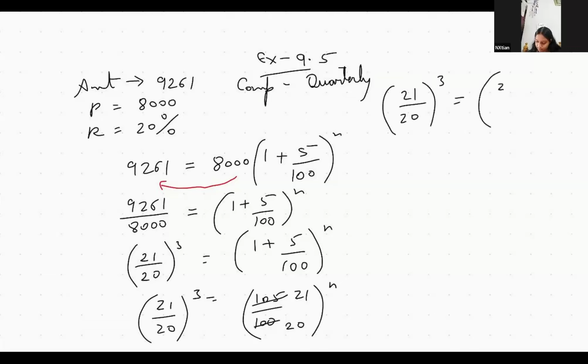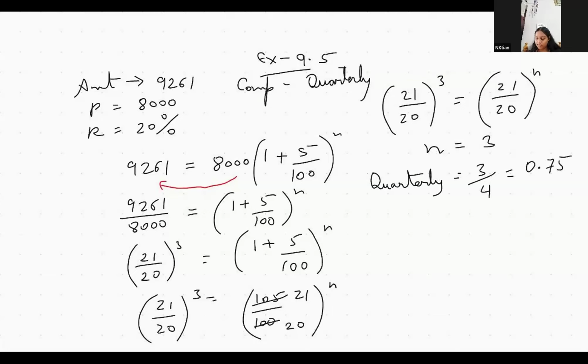So how will we compound it quarterly? n will be 3. Now compound it quarterly means for quarterly you need to divide 3 by 4. That gives 0.75, sorry, 0.75 year.